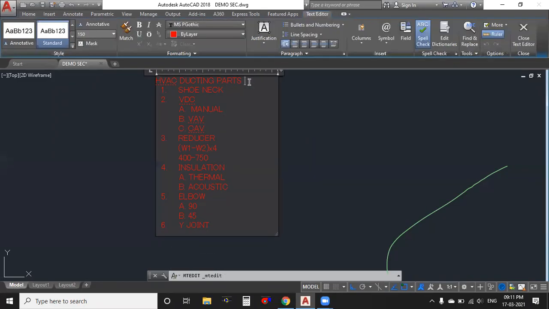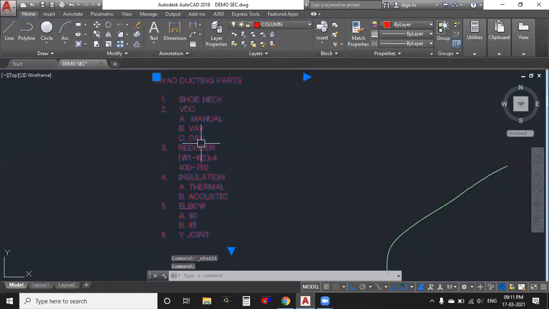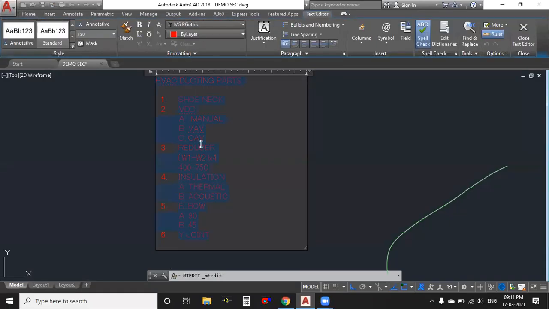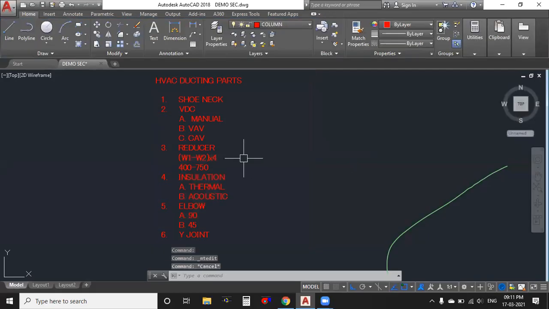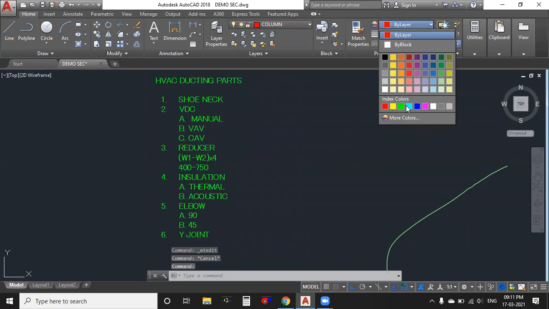Ducting parts. Everyone can see the screen clearly, right? Yes, sir. If you are not seeing clearly, this blue screen, we can see this color highlight, right?